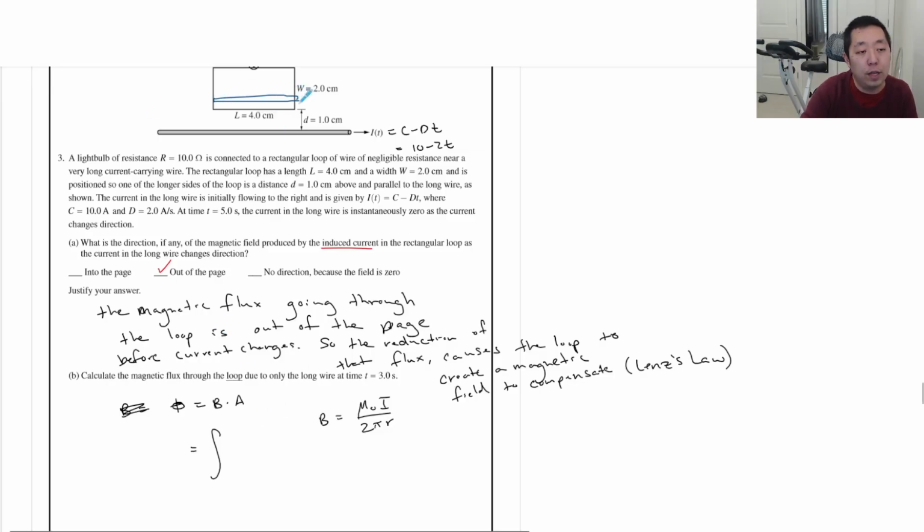The flux going through there is the magnetic field at that point, which is mu naught I over 2 pi r, times the area of this thing, which is 4 centimeters, or 0.04, times dr, because this thing has a thickness dr. And then we are going to integrate this from the distance of 1 centimeter all the way up to 3 centimeters, so 0.01 to 0.03.